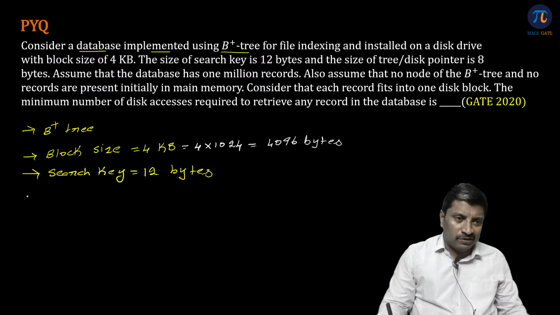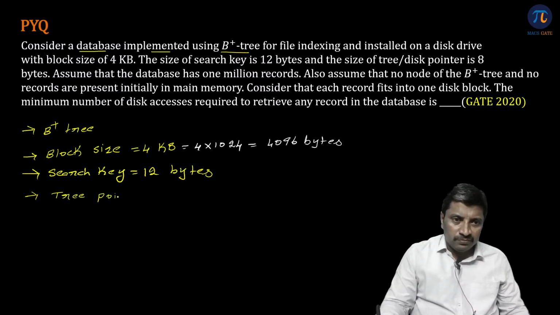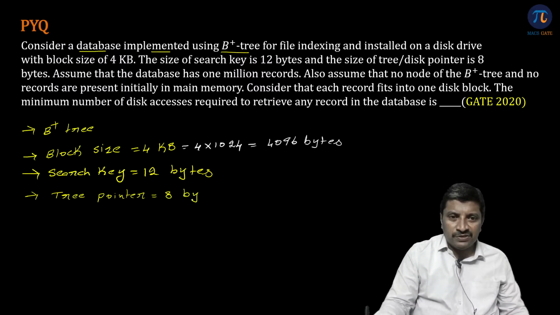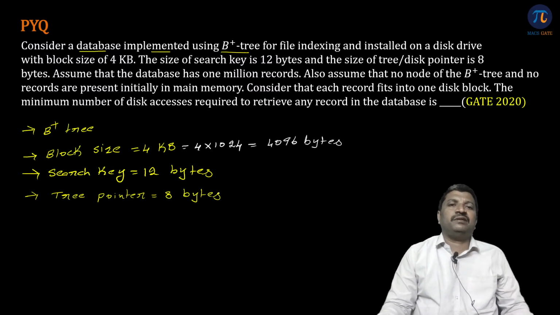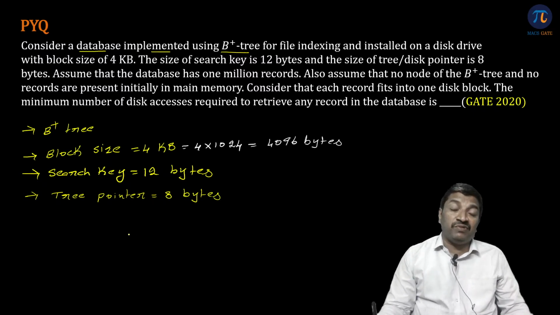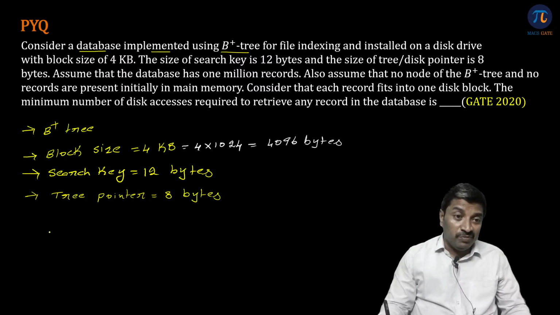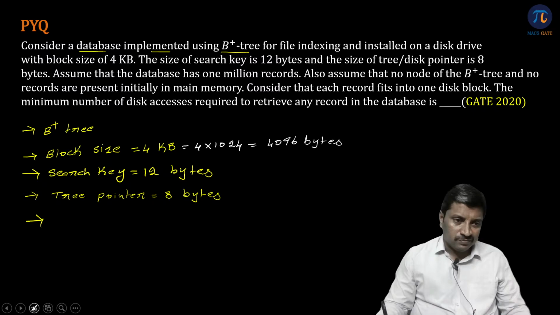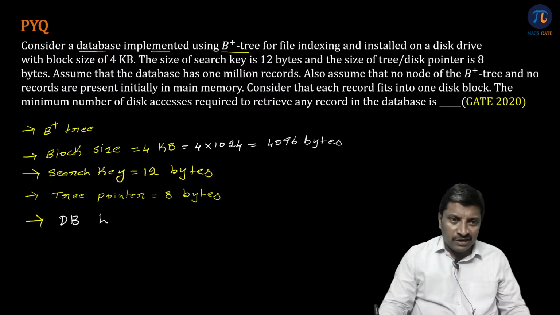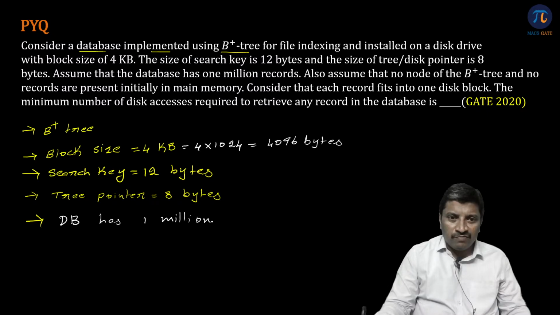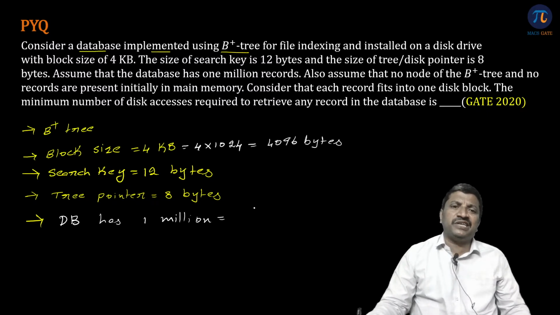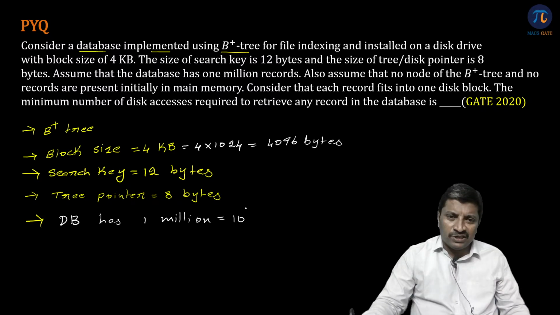The size of tree pointer or disk pointer. So clearly they given tree pointers are, it is more convenient to us. So tree pointer is of 8 bytes. Fine. Assume that the database has 1 million records. This is the most important point in this problem, sir, I think. So the database has 1 million. Sir, 1 million means I think it is 10 lakhs. 10 lakhs means it is 10 power 6.